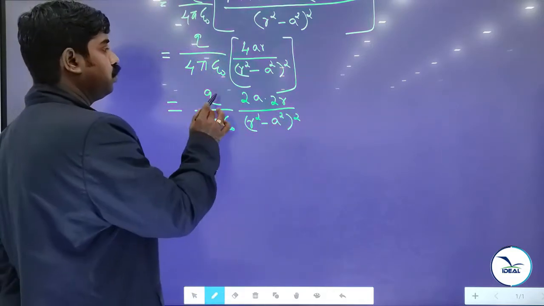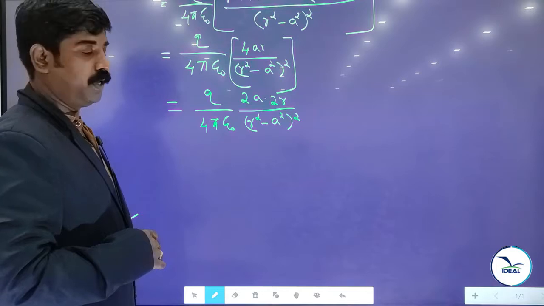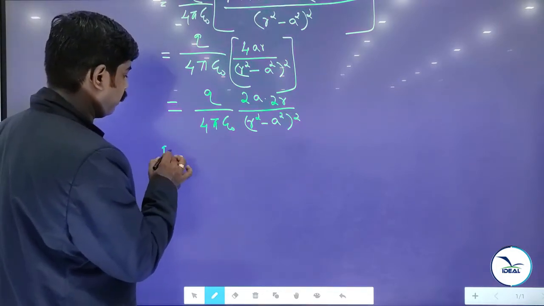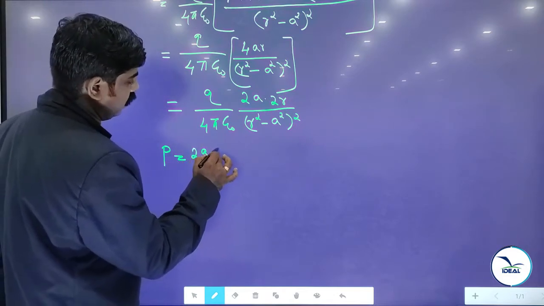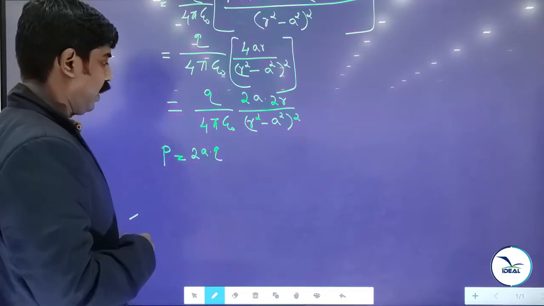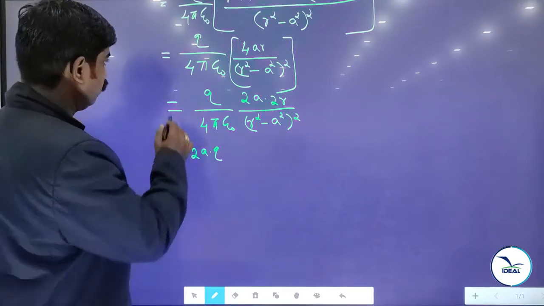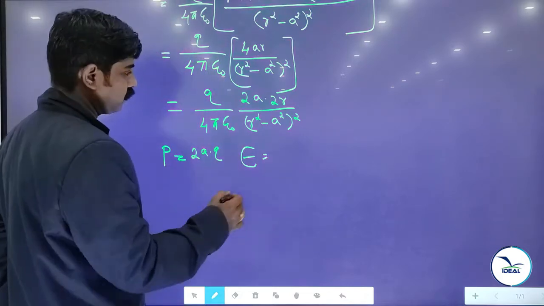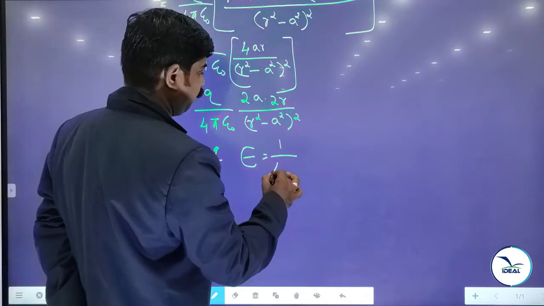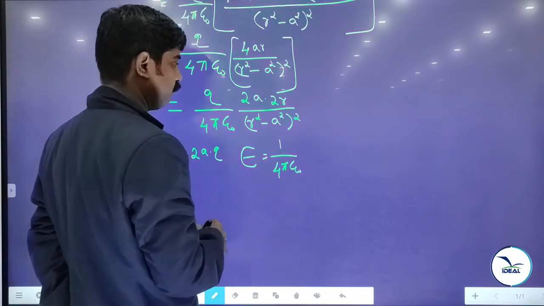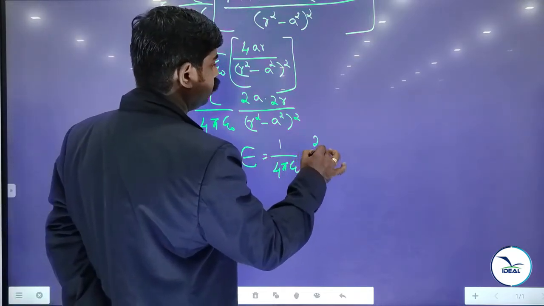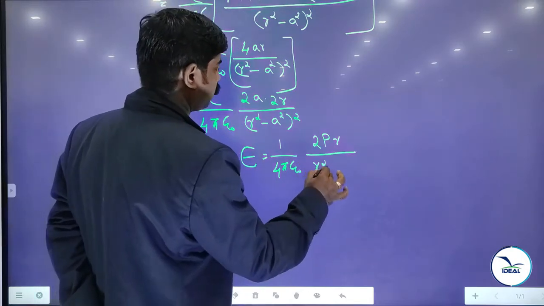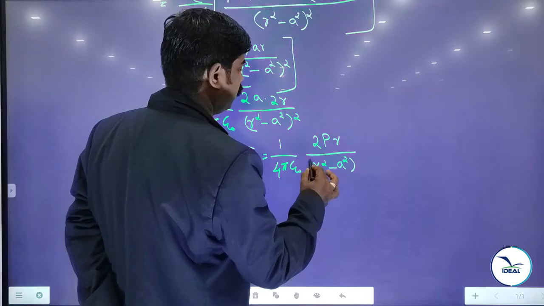We know that 2aq is p. So we have p is equal to 2aq or q into 2a. That is the dipole moment. Therefore, the total electric field E is equal to 1 by 4 pi epsilon 0 into 2pr by (r square minus a square) the whole square.